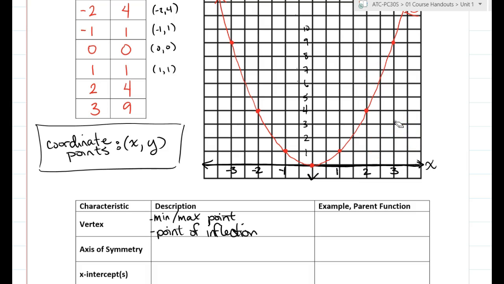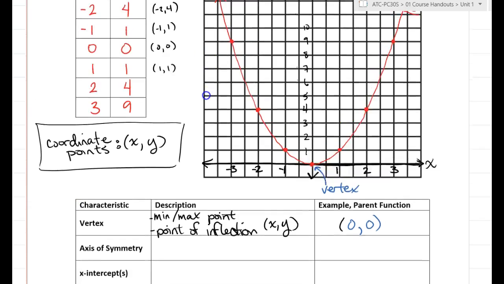We always define it as a set of coordinate points. And again, always x then y. So in our parent function, this vertex is right here. I'm going to label it in blue. It is at 0, 0.